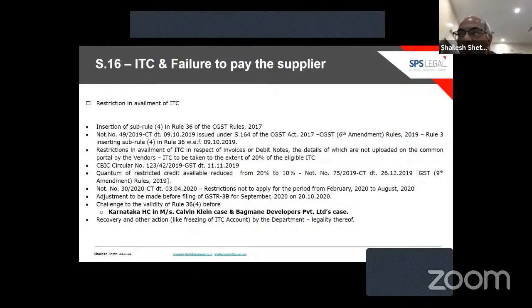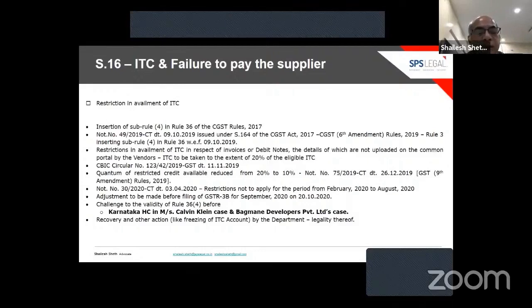Friends, I beg your pardon. This is the slide for the discussion on 36.4. The heading on top has actually been wrongly mentioned by mistake. So don't get confused. I will change it and send the modified PPT. Whatever small mistakes are there in it.